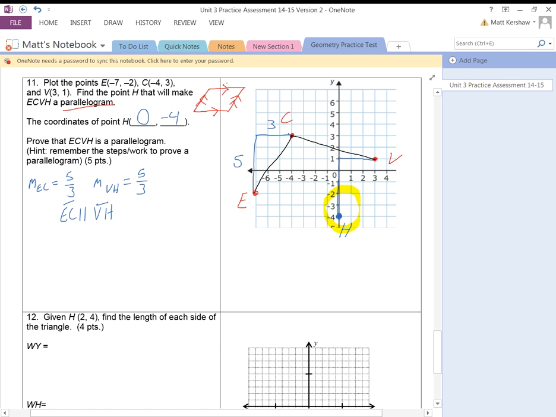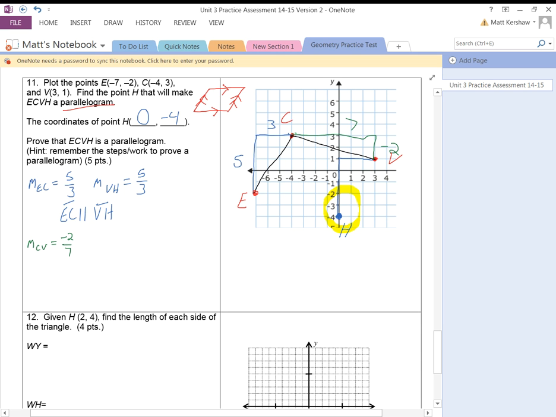But in the parallelogram, we have to have both pairs. So now let's try the other one. Let's take from here to here. So here I went down 2, and 1, 2, 3, 4, 5, 6, 7. So the slope of CV is rise over run, down 2/7.